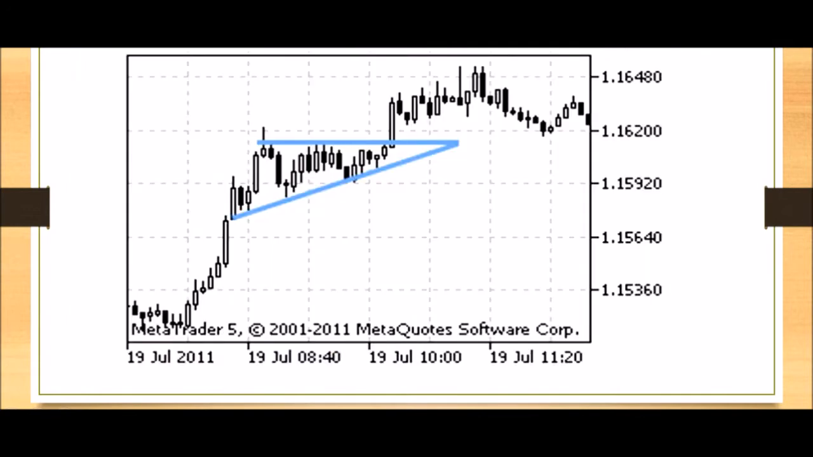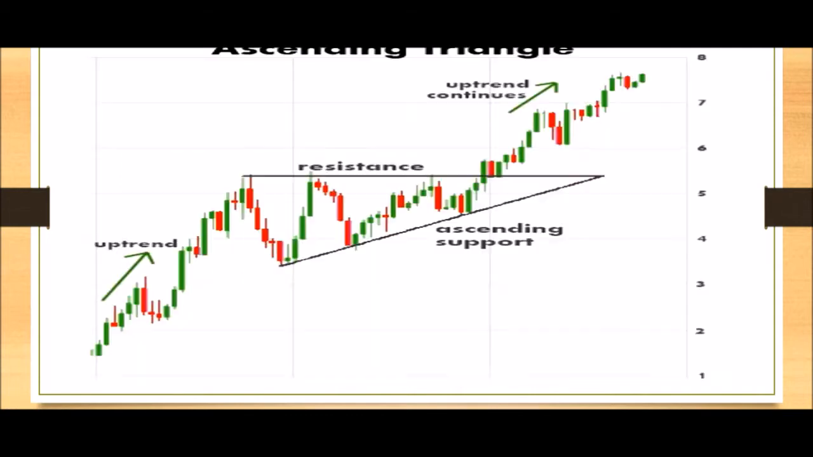Another example here for you, we have ascending support, higher lows are forming, horizontal resistance, then we end up getting the breakout right at this point here. So again, ascending support, horizontal resistance, we form the little triangle for the potential breakout pattern.